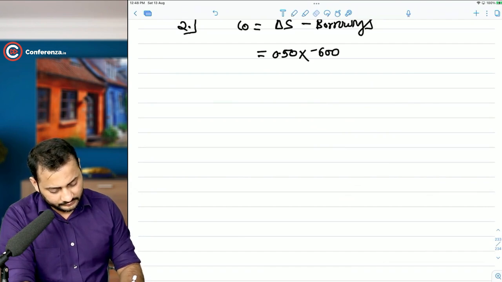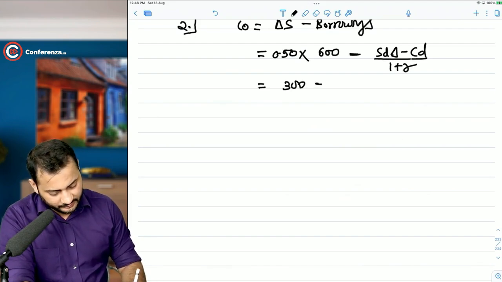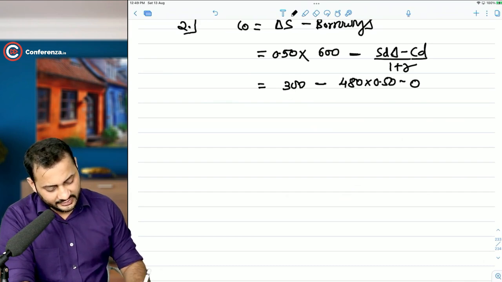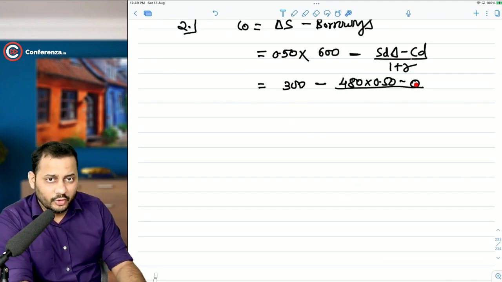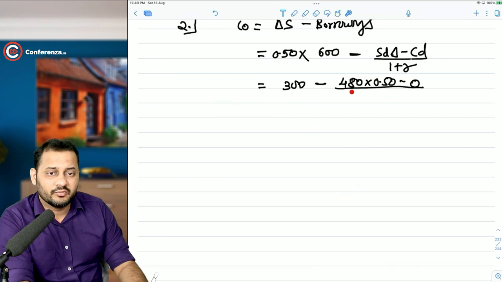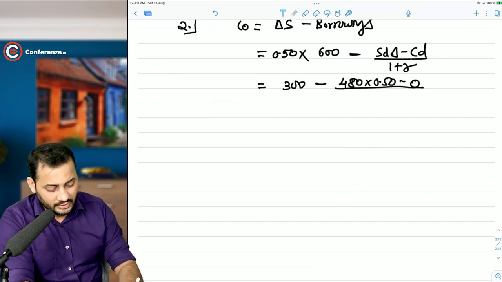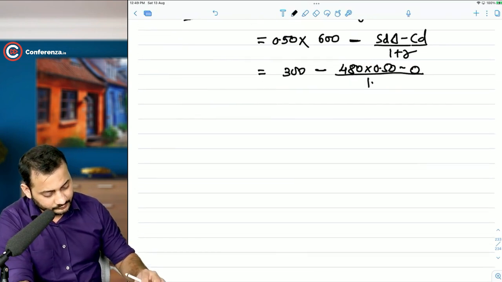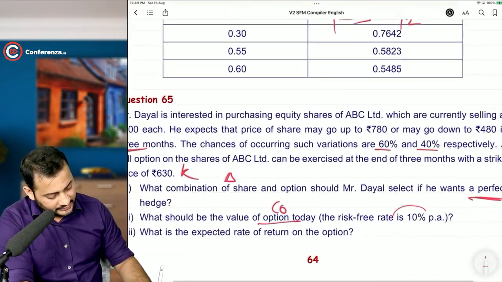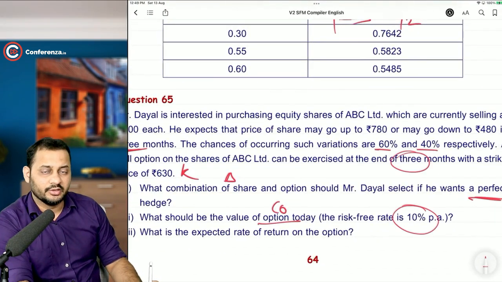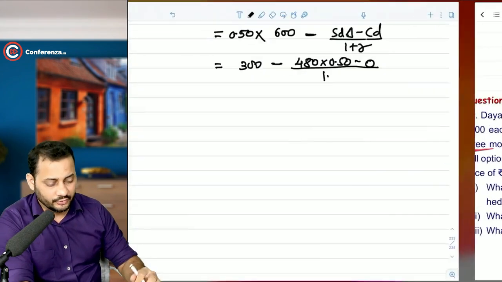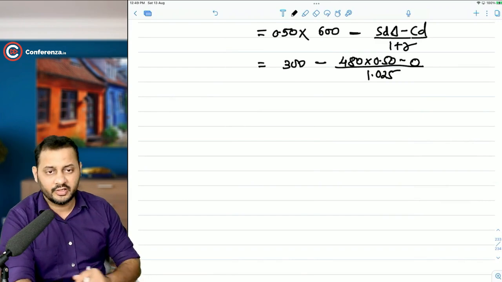And minus borrowing. Borrowing is nothing but SD into delta minus CD divided by 1 plus R. So this is 480 into 0.50 minus CD is 0. Am I right? The call value at lower level is 0. Only 50% of the lowest possible amount is required to be borrowed, and the present value is 1. See, the per annum rate is 10% and we have the 3 months rate only, the 3 months options only. So 1.025. For 3 months, the rate of interest will be 2.5%.